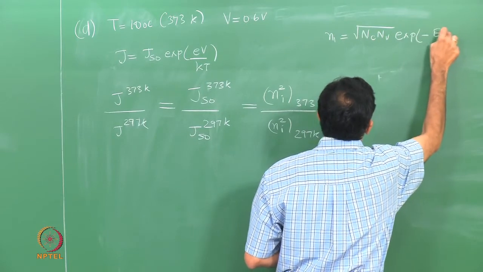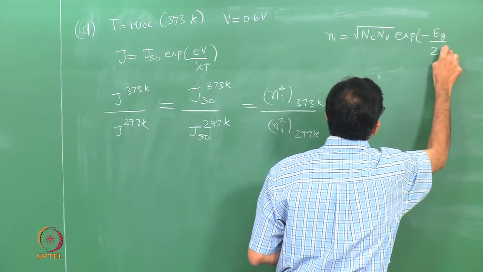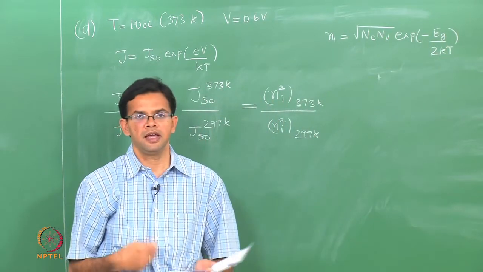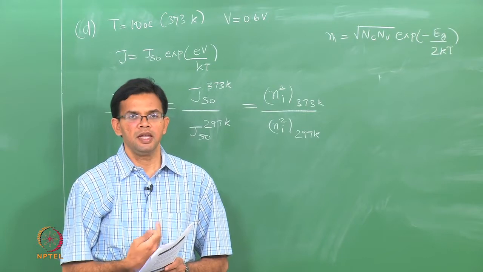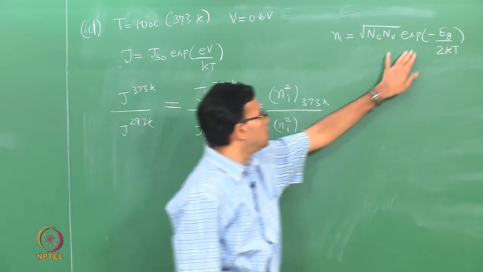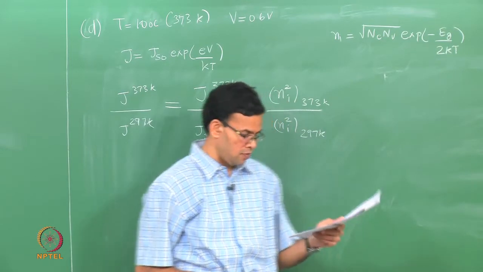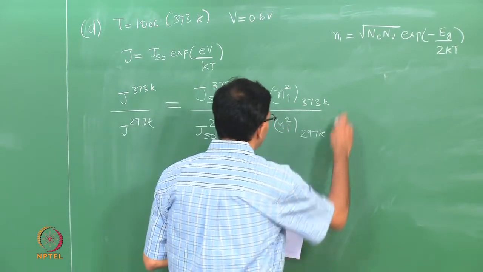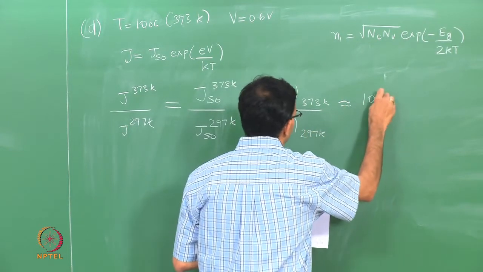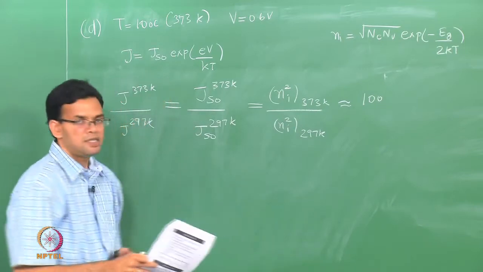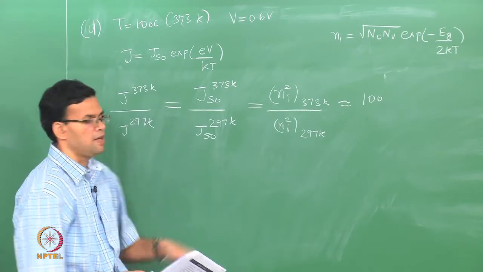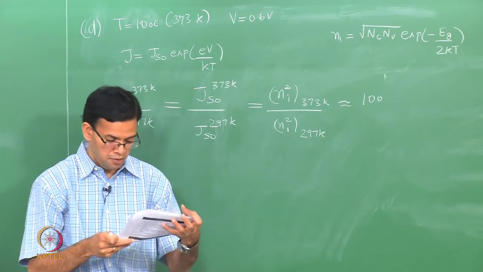Ni square is the square root of Nc Nv, exponential minus Eg over 2 kT. So, for this problem, we can take Nc and Nv to be independent of temperature. So, the ratio of Ni's is just given by the exponential term. If you do this, this ratio works out to be approximately 100. So, the reverse saturation current is increased by 100 when we go from room temperature to 100 degrees C.